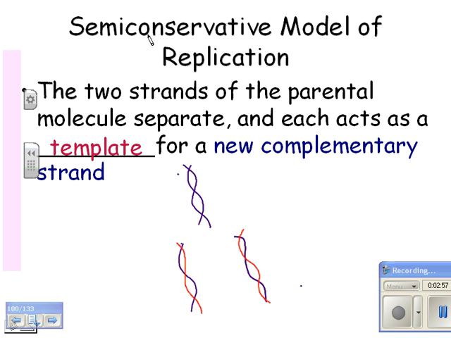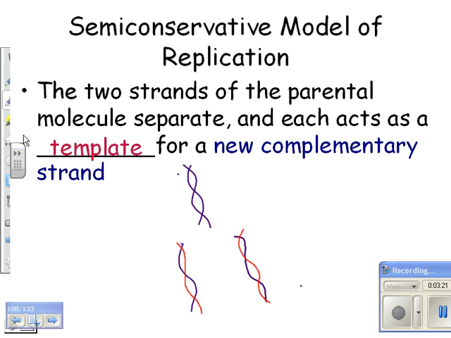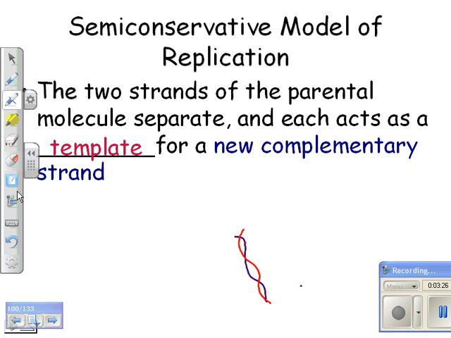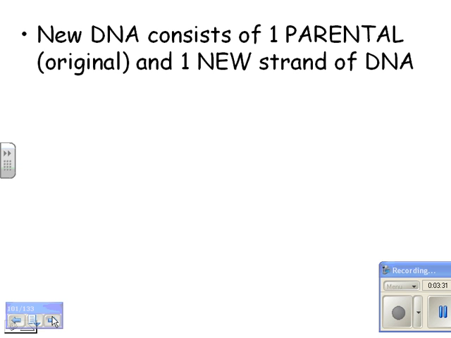The semi-conservative thing means that one strand is conserved or saved in each new copy. So when DNA copies itself, it's not like you have one new and one old molecule. You've got a molecule here, and half of it is new and half of it is old. And here's the other DNA molecule that's been made, and this part is the old part. It came from this. And then the red part here is the new part. I'm going to go back to my purple because it's so pretty. So the new DNA consists of one parental or original strand and one new strand of DNA.